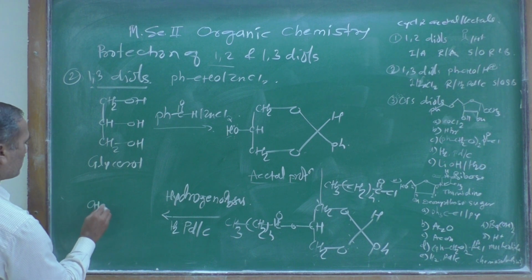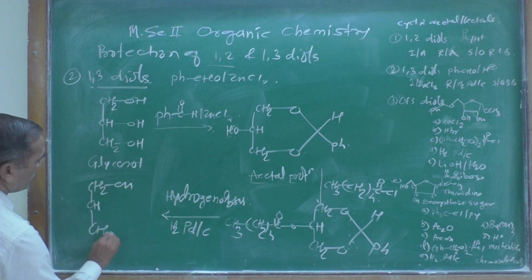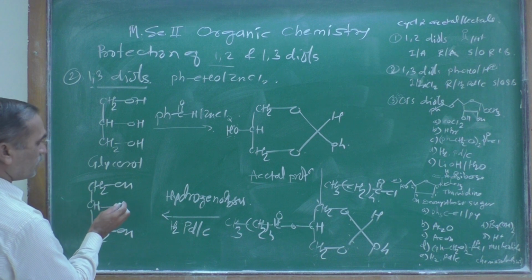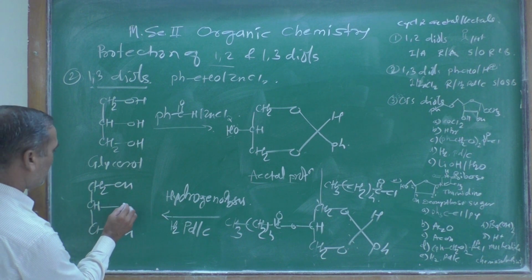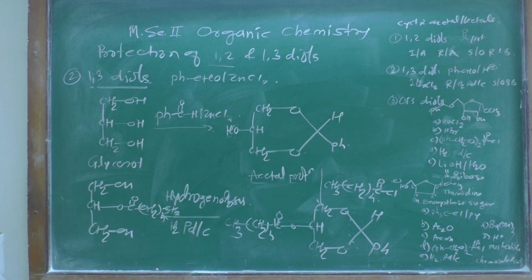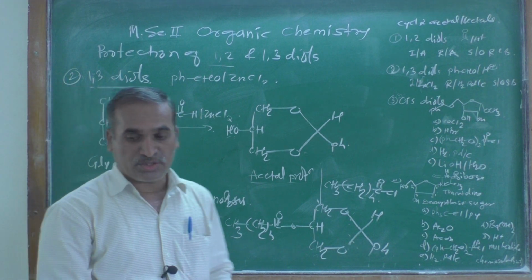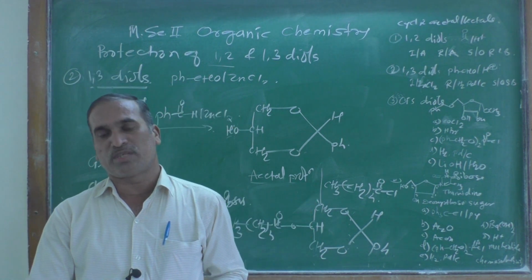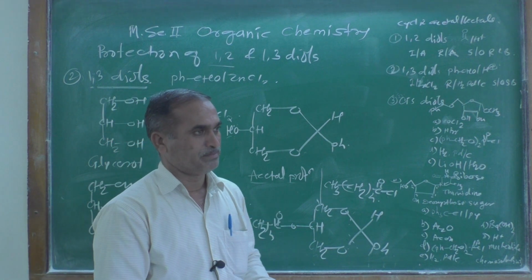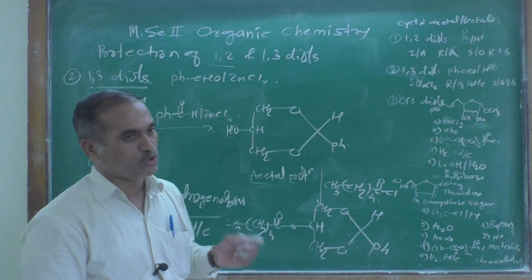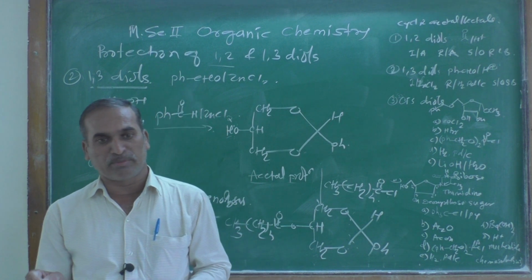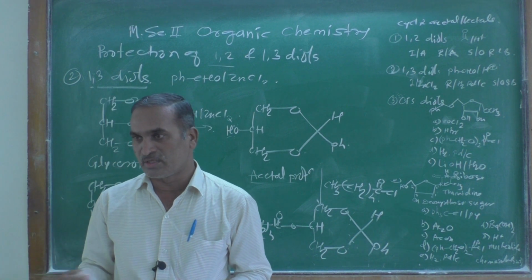The final product will be this one, CH, then CH2OH. This terminal CH2OH, the 1,3 position hydroxy group, gets free, then O, C double bond O, CH2 four times, and CH3, that's it. So in this way, remember the protection of a 1,2 diol: the suitable reagent is acetone in presence of anhydrous HCl, and it is removed under acidic condition, that is dilute HCl is used to deprotect those 1,2 diols. That is the main point you have to remember as far as 1,2 diol protection is concerned.